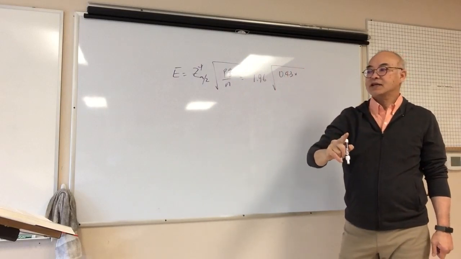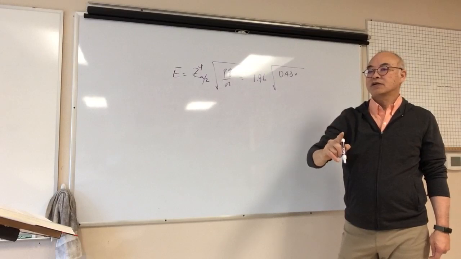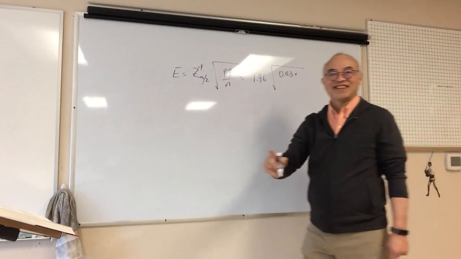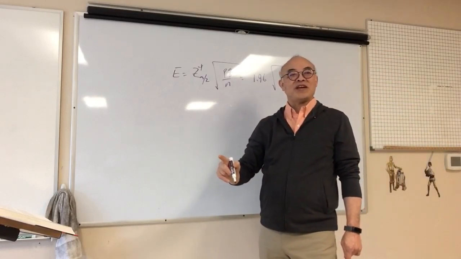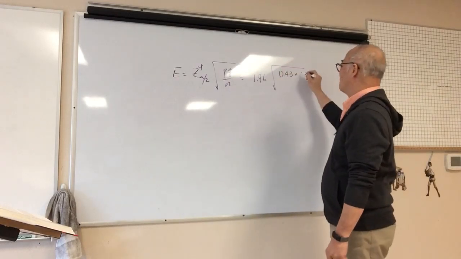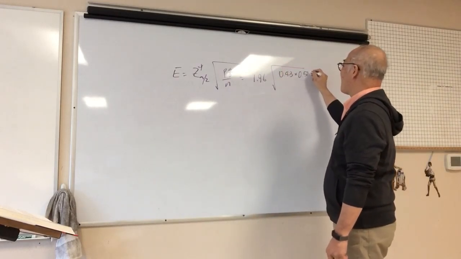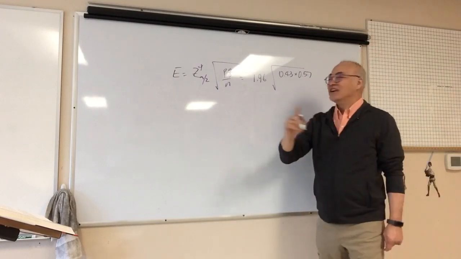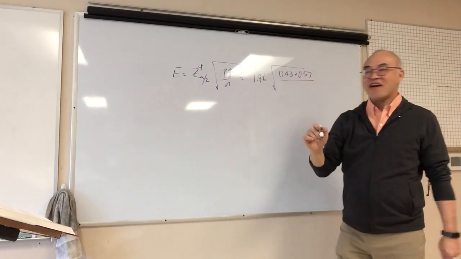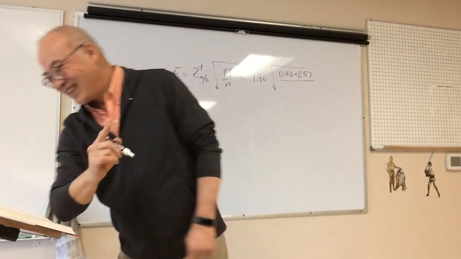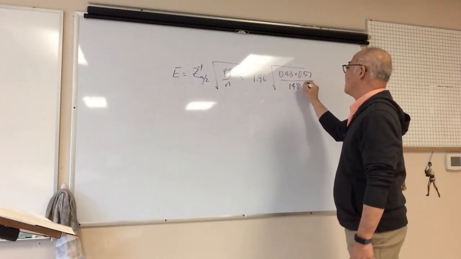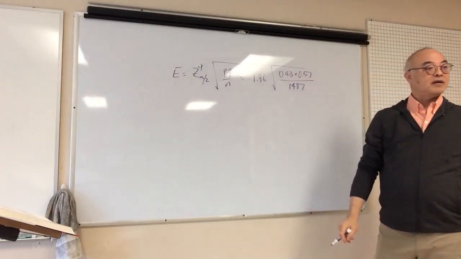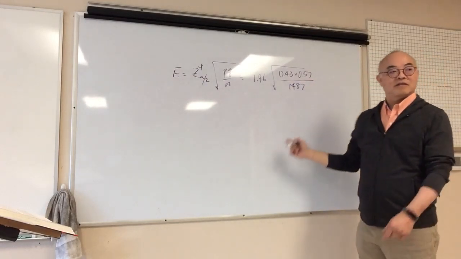So what is that, Isaac? 1 minus 0.43. Oh, well, 0.57. Yeah, good answer. 0.57. Correct. And the sample size, 1487. Okay? All right.